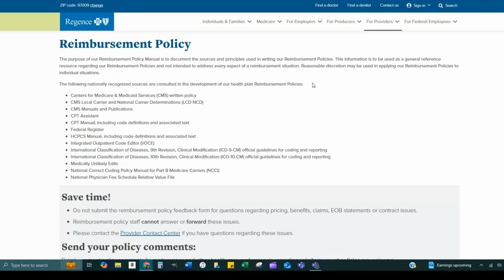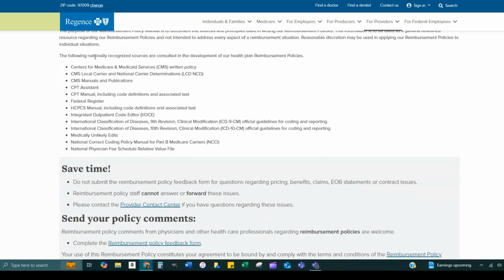There would be no way, no possibility to cover every single situation, but by reading these and understanding these, you can usually figure it out. And then if you can't, that's why you have to reach out to customer service or your provider relations person. If you look here, they said the following nationally recognized sources are consulted in the development of our health plan reimbursement policies. Now, notice it's not saying they follow it to a T.